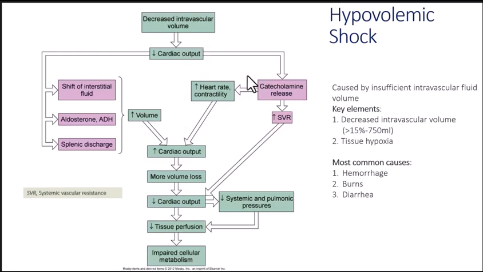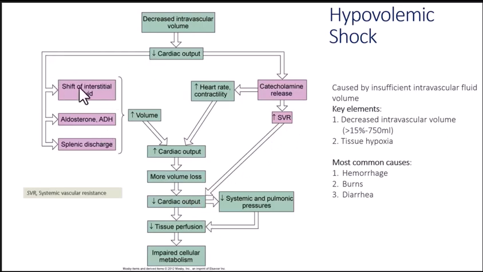The initial compensatory response is going to be a catecholamine release, epinephrine and norepinephrine, which is going to have the same effects that we talked about already, with an increase in heart rate and contractility and an increase in systemic vascular resistance. And the end result of this increase in systemic vascular resistance ends up leading to a reduction in cardiac output, as described on the last slide.